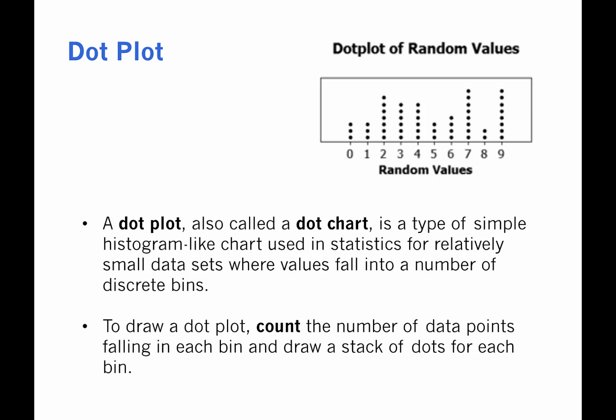So there are 3 dots right there. For the class of 1, there were 3 observations, so you put 3 dots on top of 1. For the class of 2, we have 2, 4, 6, 7 observations, so we put 7 dots on top of 2 and so on.